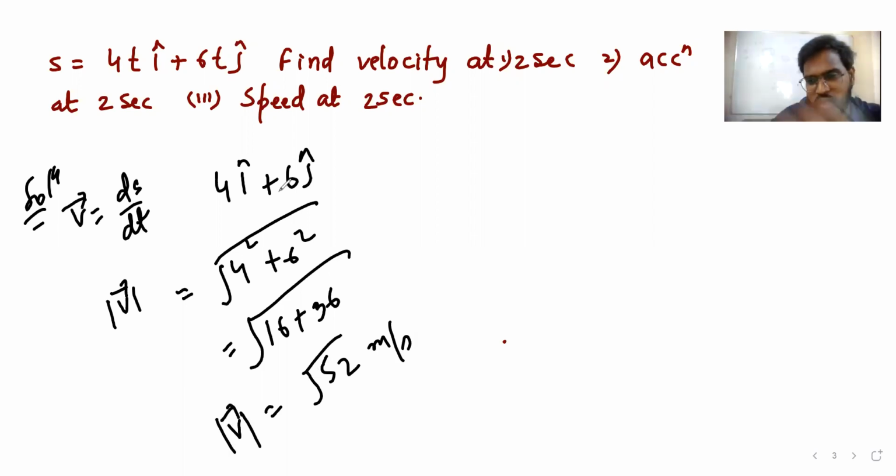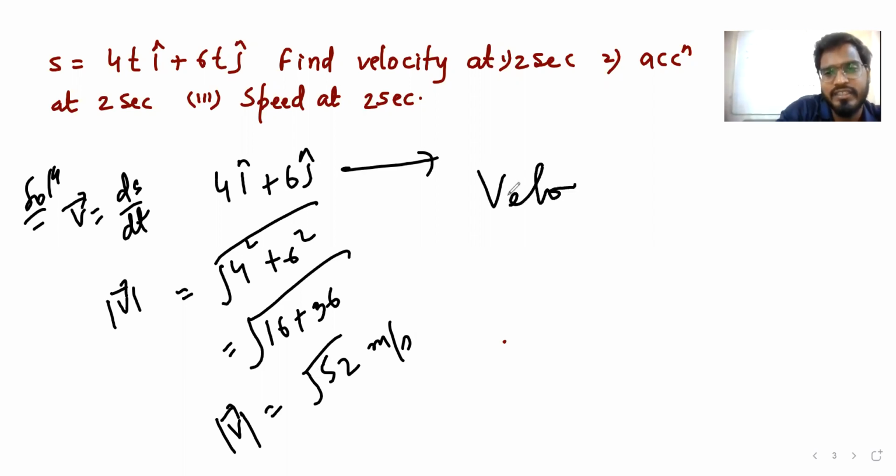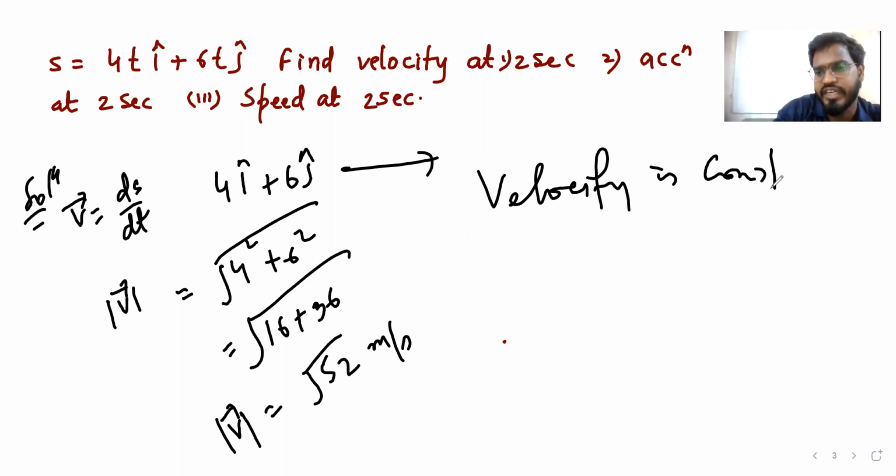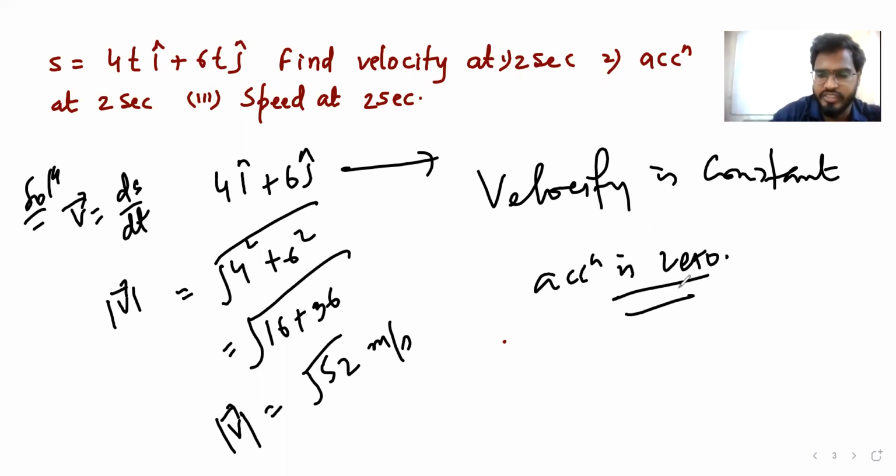But the problem here is that it does not depend upon time, right? If it does not depend upon time, then we can say directly that acceleration is going to be 0, because velocity is constant, right? If velocity is constant, then acceleration is 0. That's it. Hope you guys got it, right?